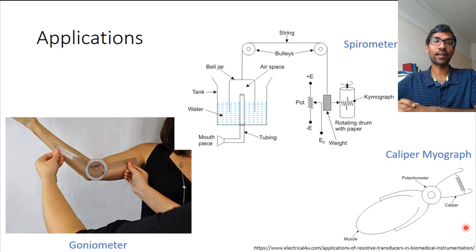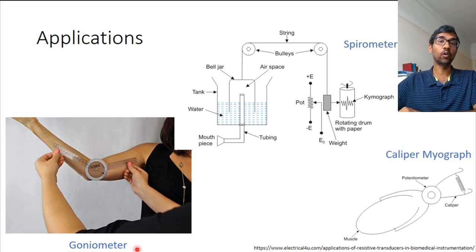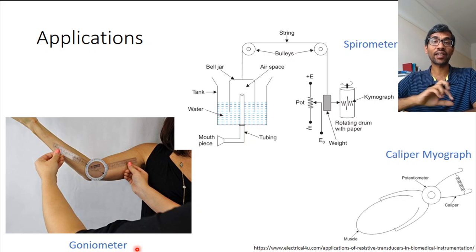Let's look at a few applications of potentiometers. Okay, so let's take a look at the simplest, I think, application of a potentiometer. And this is a goniometer. A goniometer is a device that measures angles. Okay, and it's used quite often in biomedical instrumentation to measure angles of joints. So in this case, you are measuring the angle of the elbow joint, and what you're basically doing is you have these two rulers that are pivoted at a point, and at this point you can have a potentiometer put.